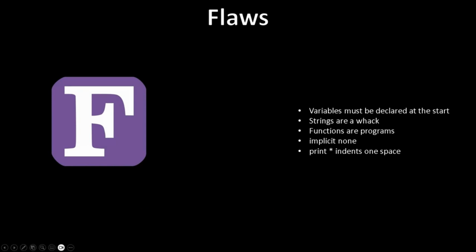Functions are programs. Yeah, that's what they call it. Implicit none. If you don't know what implicit none means, basically Fortran decided that any variable that starts with I, J and K is an integer. So implicit none just disables that, and I don't even know why this feature is in the first place. The print star command, whatever you call it, indents one space. This is hella ugly.